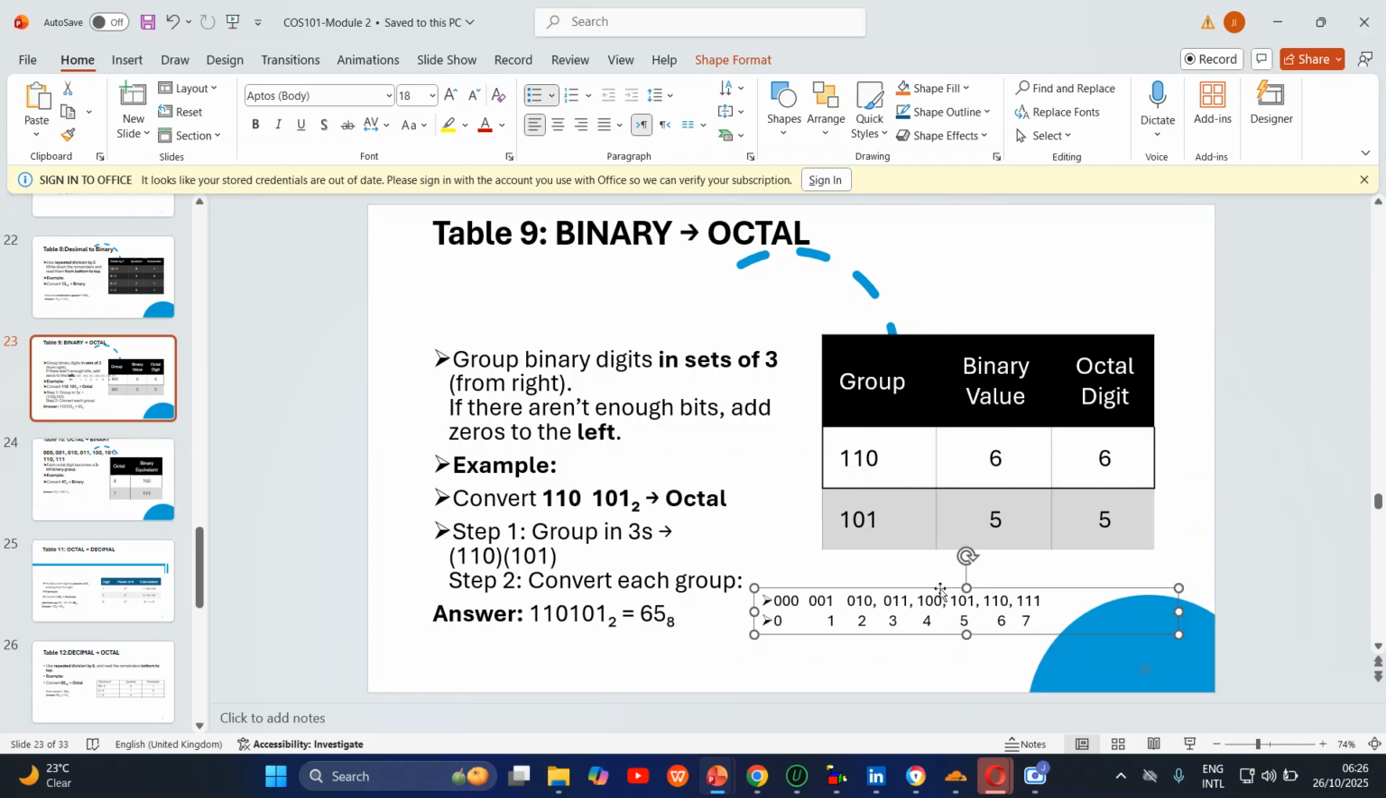Okay, so if you separate them, your 110 is 6, the 101 is 5. So the answer is 65 base 8. Now, what if we have this, right? Or what if we have this?